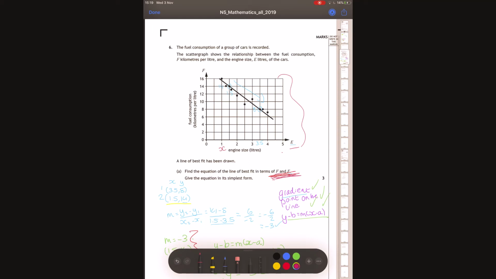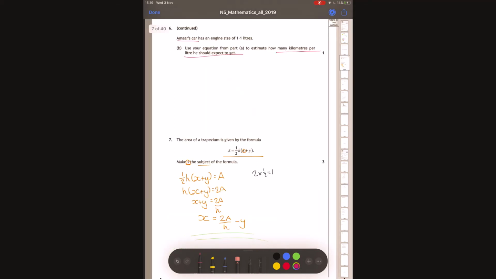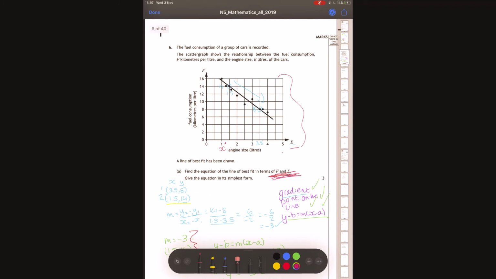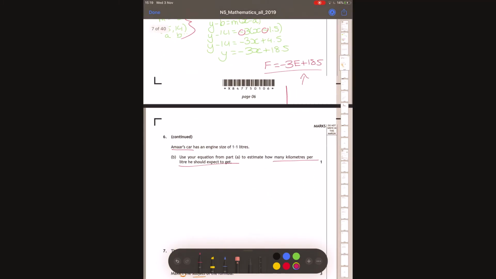So we know that Amar's engine size is 1.1, that's probably like here on the x-axis. And we're being asked to estimate how many kilometres per litre he should expect to get. What's kilometres per litre? The y-axis. So we're given the x and we're asked to find the y. The y is the f. But we can do this, guys, because we've just come up with our little equation. We have all the values, because we only have one unknown. So, using that, we can do this.